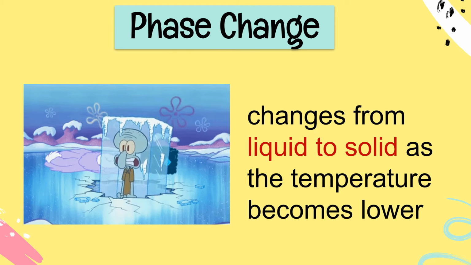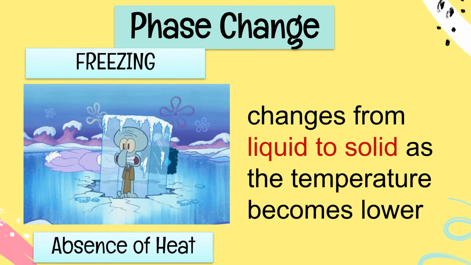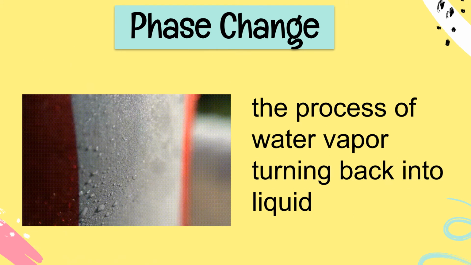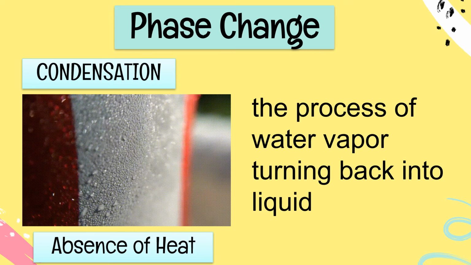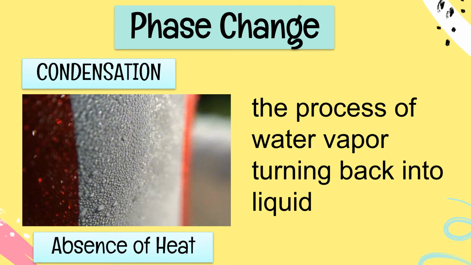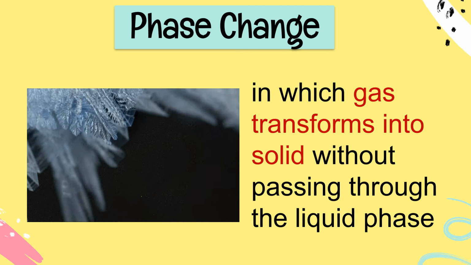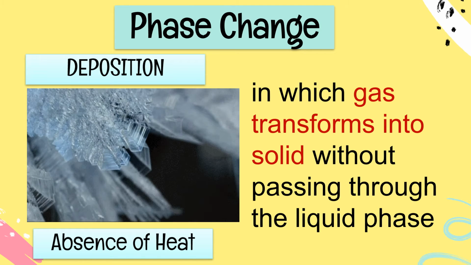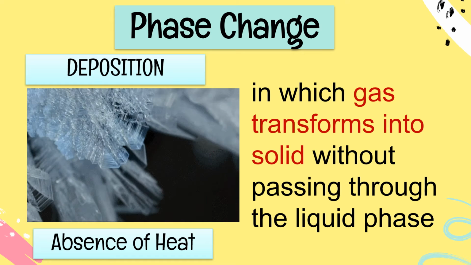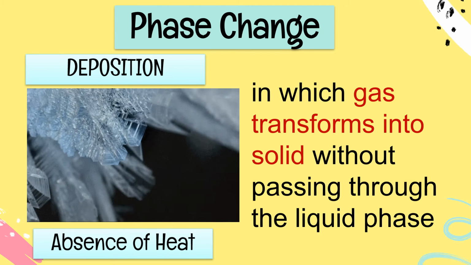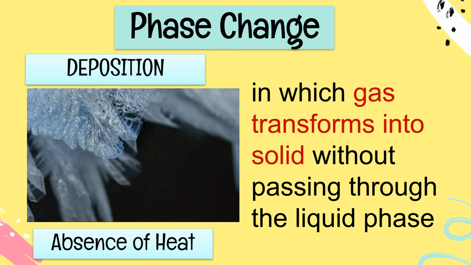Let's see what happens if there is no heat. Matter changes from liquid to solid as the temperature becomes lower. So liquid to solid is freezing. Absence of heat, condensation: the process of water vapor turning back into liquid. Absence of heat, deposition: this time, gas transforms into solid without passing through the liquid phase.